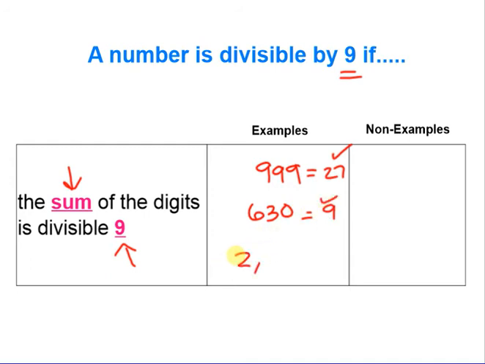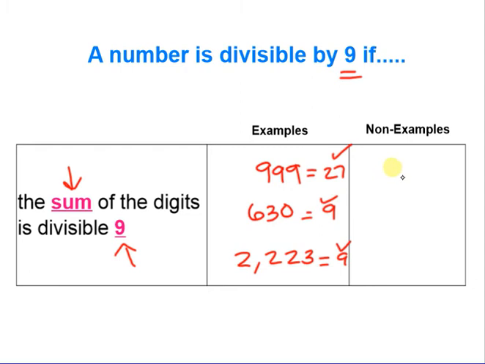We can do the number, let's see, 2,246. There we go. So this number is also divisible by 9 because if we add up the digits, we actually get 9. So 2 plus 2 is 4. 4 plus 2 is 6. 6 plus 3 is 9. And 9 goes into 9 one time.